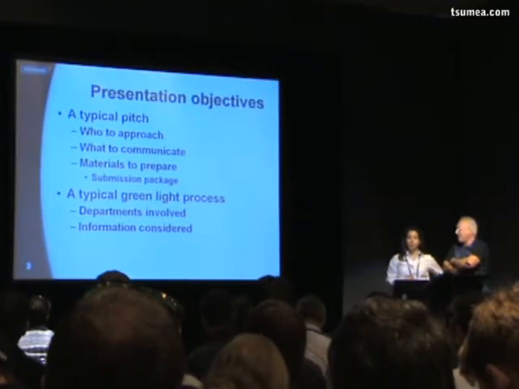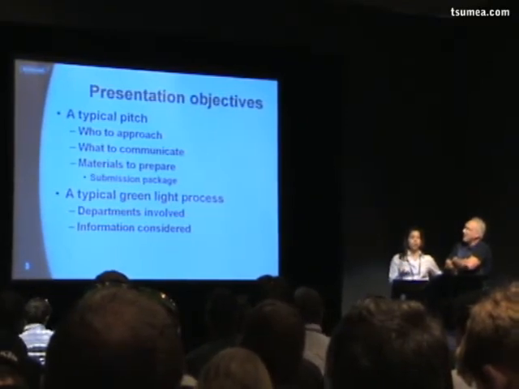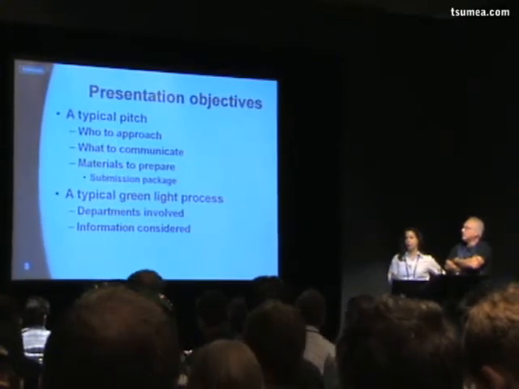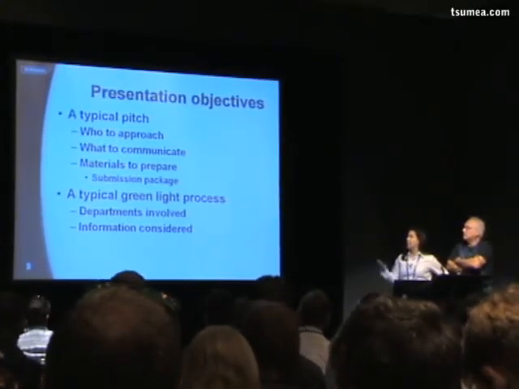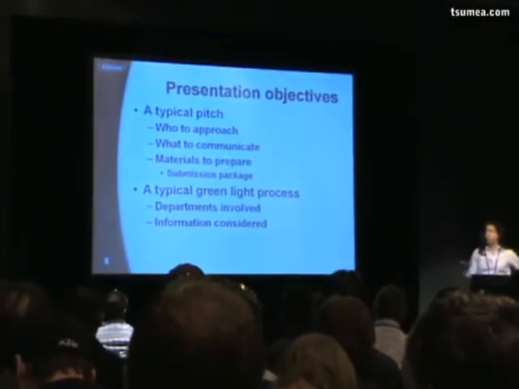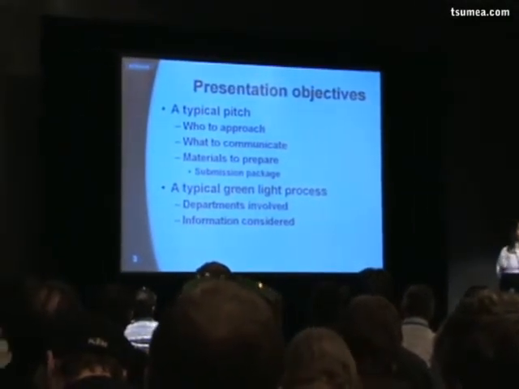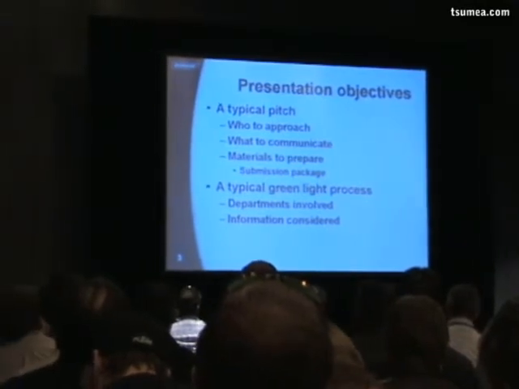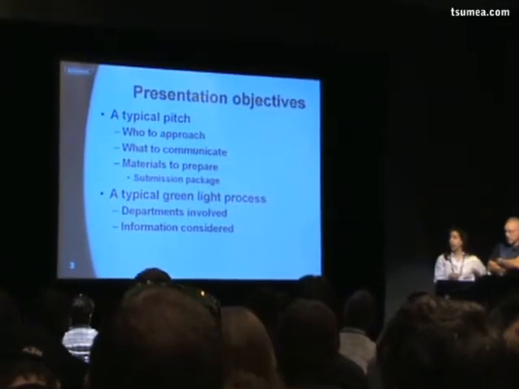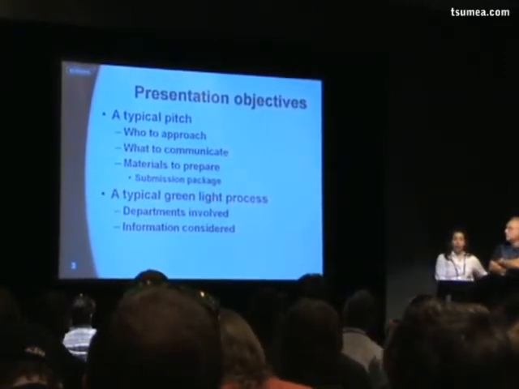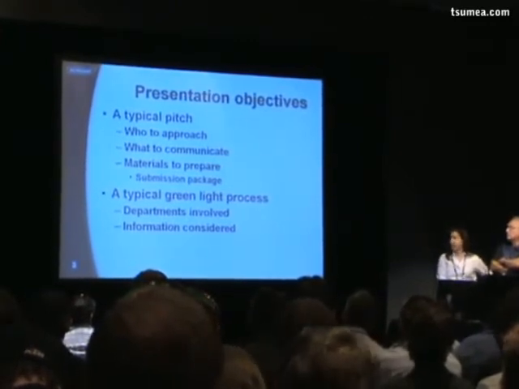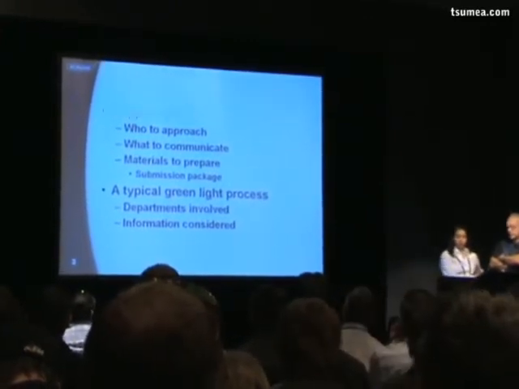So our presentation objectives: just to go over what a basic typical pitch is, and then also go over a typical greenlight process from a publisher. It varies between companies, between development teams, between publishers. There's no one way to do things. So if you have any questions, again, just let us know. We'll tell you who to approach, what to communicate, what materials we expect to see. And then the greenlight process: what departments are involved in reviewing things, and all the information that's considered.